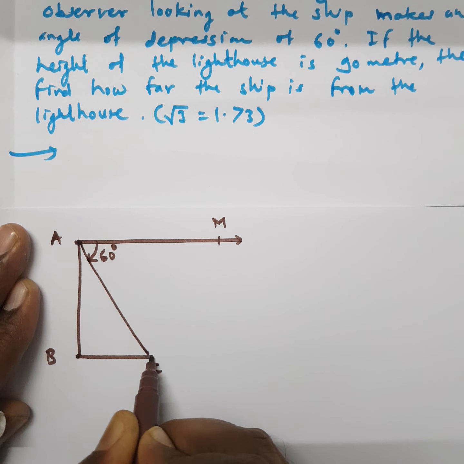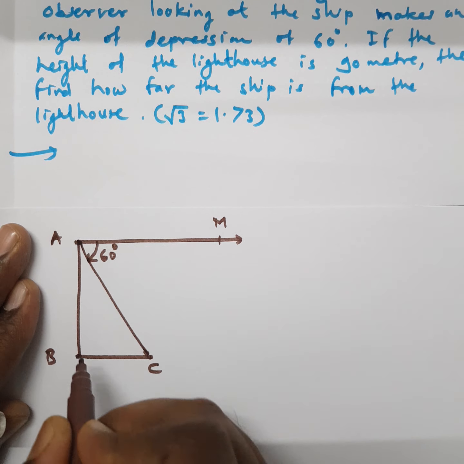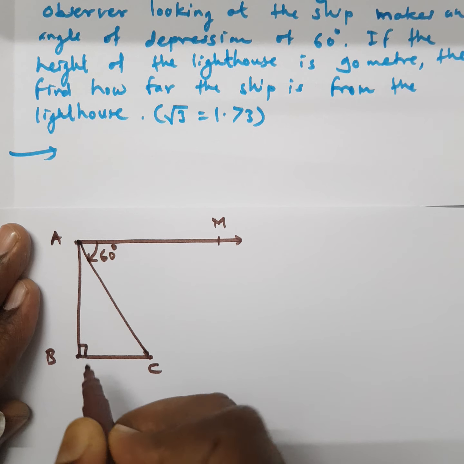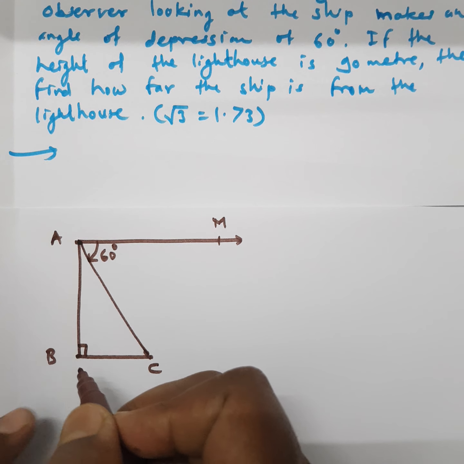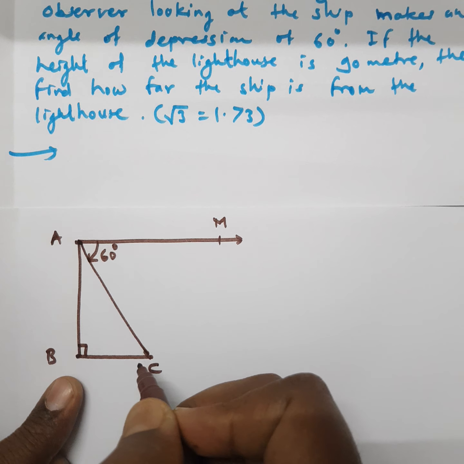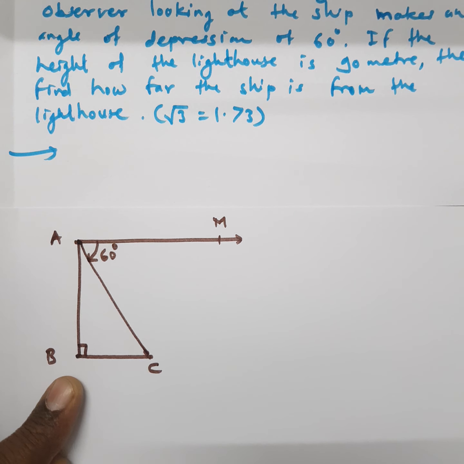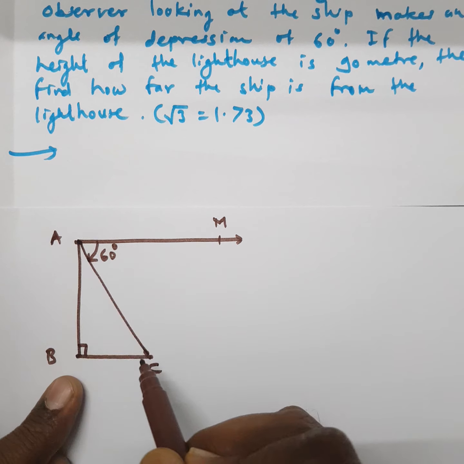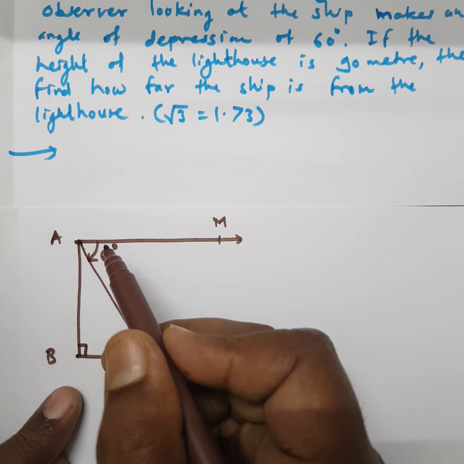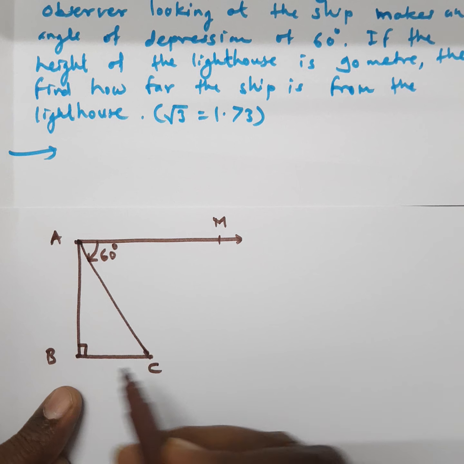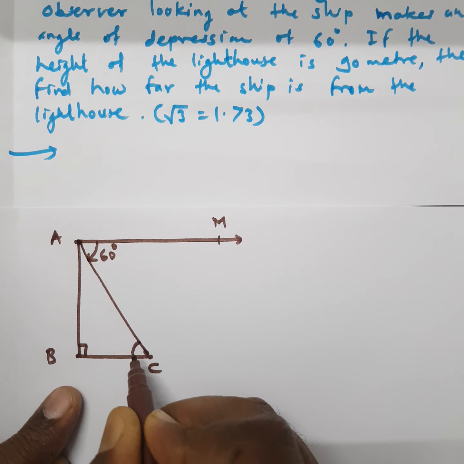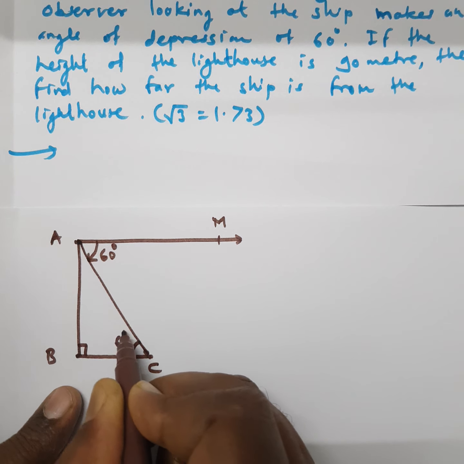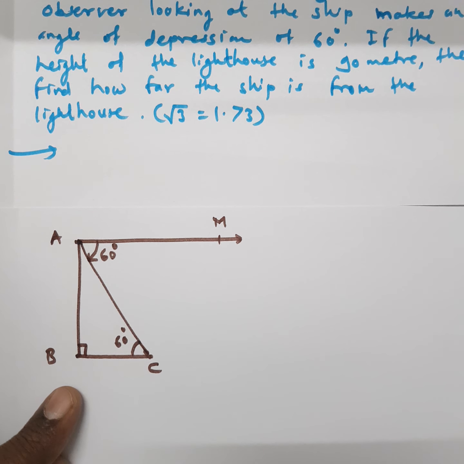It is ground level. This lighthouse is always perpendicular to the ground level. Then angle MAC is angle of depression, and it will be congruent to the angle ACB. That is, angle ACB will also equal to 60 degree. These are alternate angles of each other. So we have to draw figure.